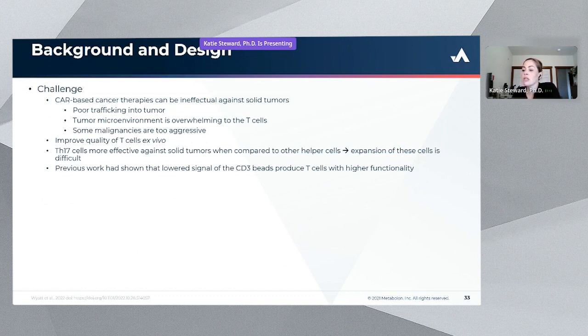Literature has shown that the Th17 cells are the most effective, but efficiently expanding those cells has proven really challenging in the past. The activation of these T cells is also very important, and it can impact the functionality of the helper cells. CD3 co-receptor has been shown to be one of the most effective ways to do that. So this is where the researchers focused on this paper.